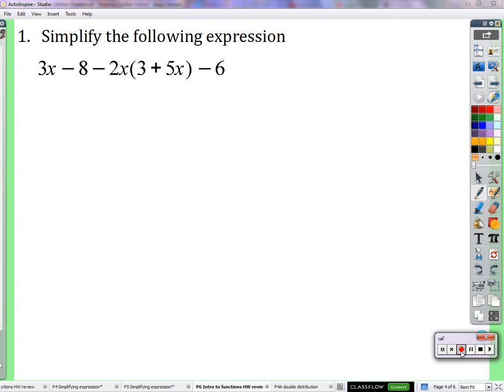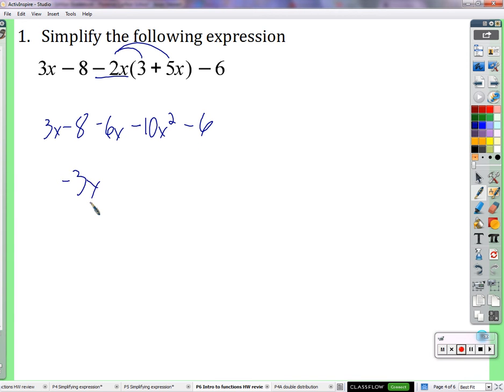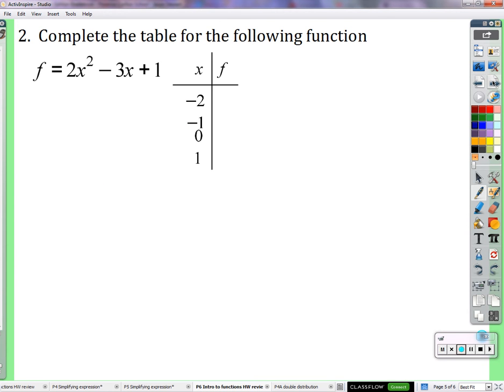We're going to distribute the negative 2x to the 3x and 5x minus 8. Negative 2x times 3 is negative 6x. Negative 2x times positive 5x is negative 10x squared. I can put the negative 10x squared out front. It doesn't have to be out front, but it's just a habit. 3x minus 6x is negative 3x. Negative 8 minus 6 is negative 14. So negative 10x squared minus 3x minus 14.